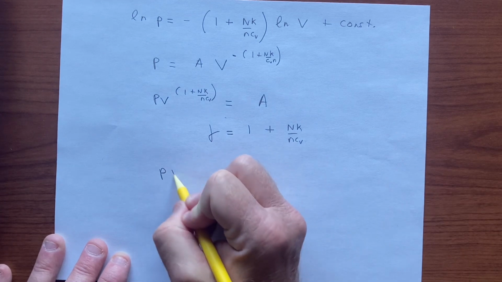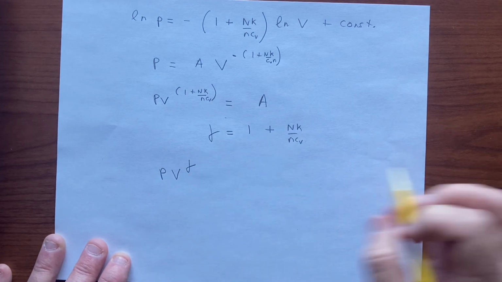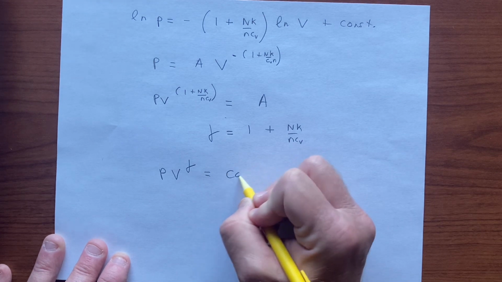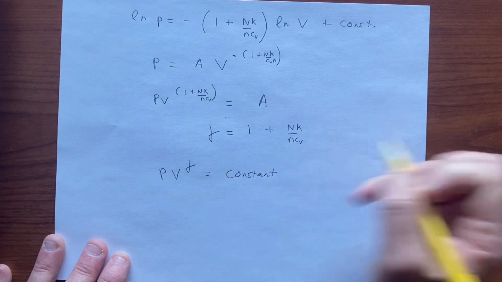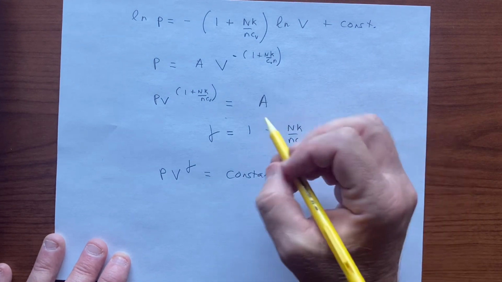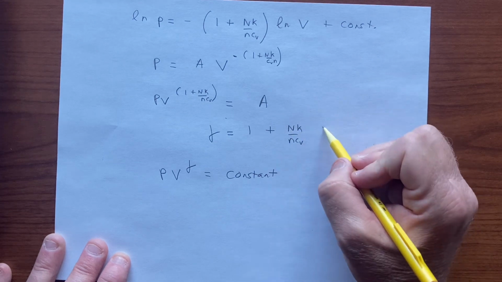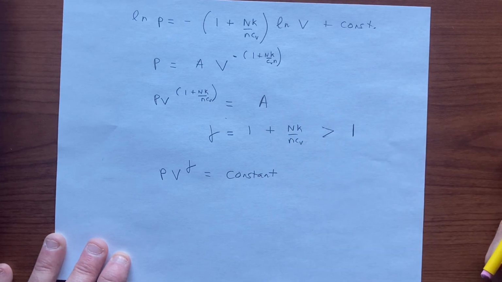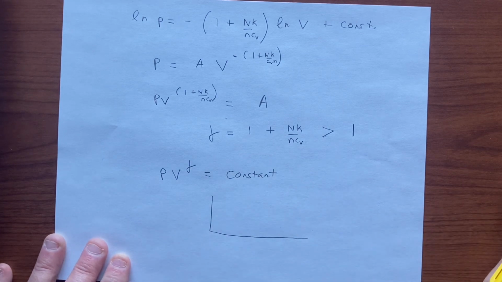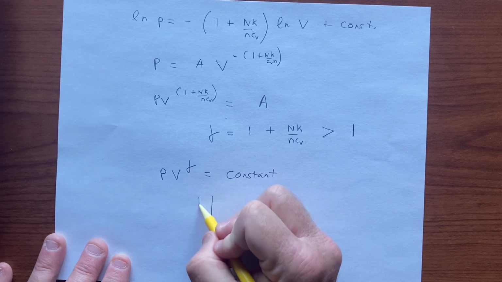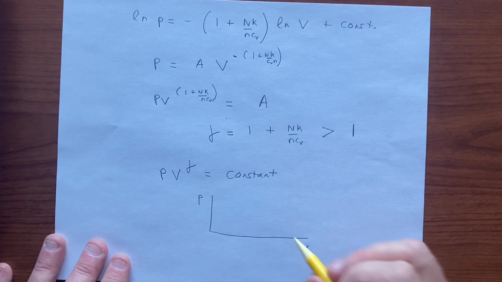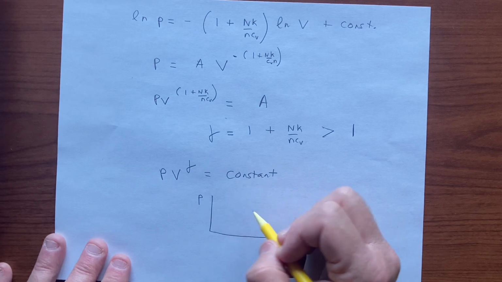And so we can write this as P V to the gamma is equal to a constant. And notice that these are just positive terms, so gamma is greater than 1. And therefore we see that the behavior in the PV diagram is different from what we outlined for the isothermal process, right?